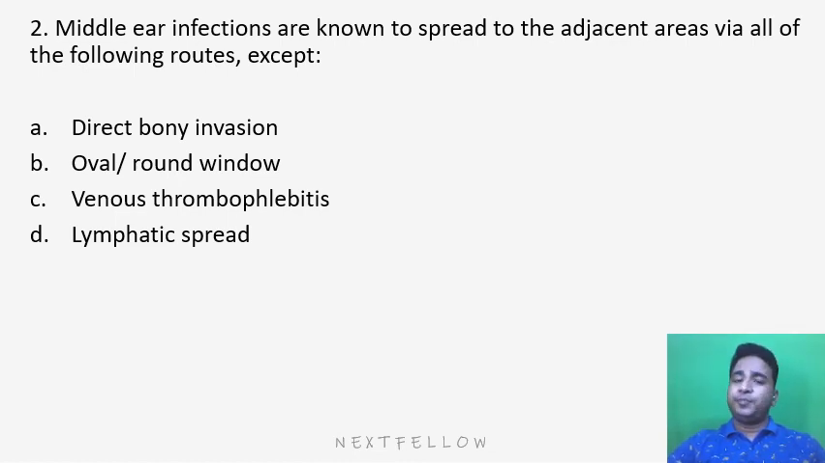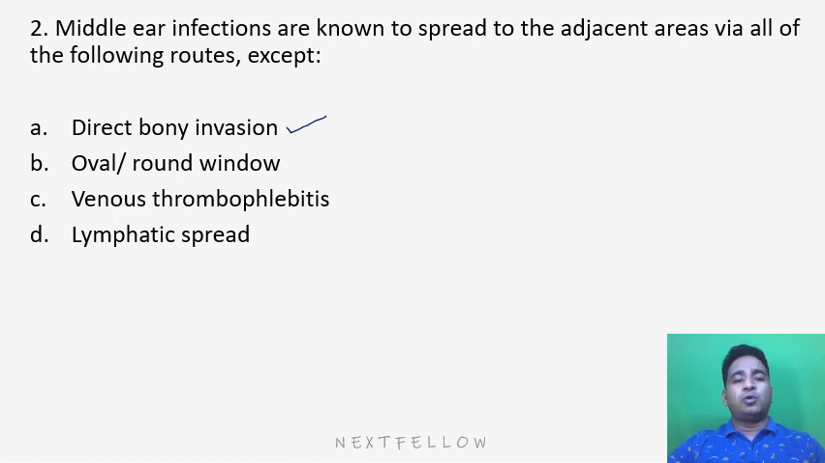Direct bony invasion, yes, it is there. Direct bony invasion always happens in the form of cholesteatoma, and in the form of granulation or infection, the pus can spread. Because we all know the mastoid cavity is aerated. There are air spaces in the mastoid cavity, so direct bone invasion is possible.